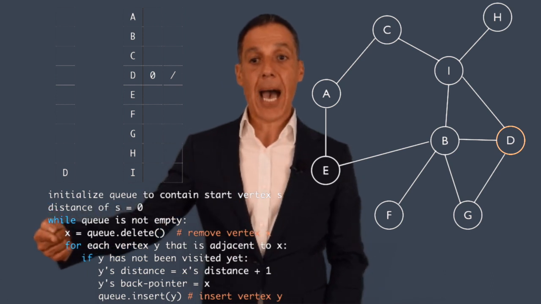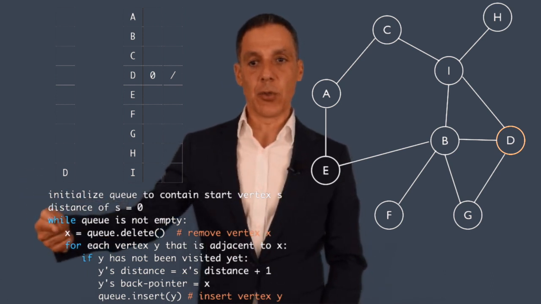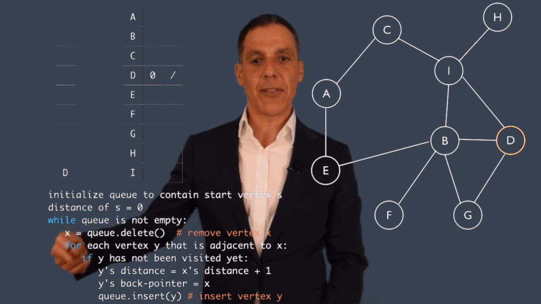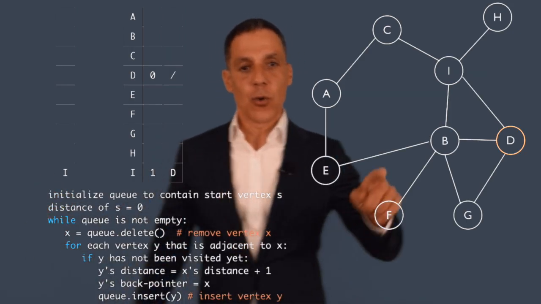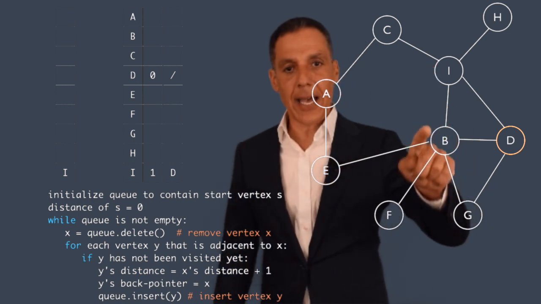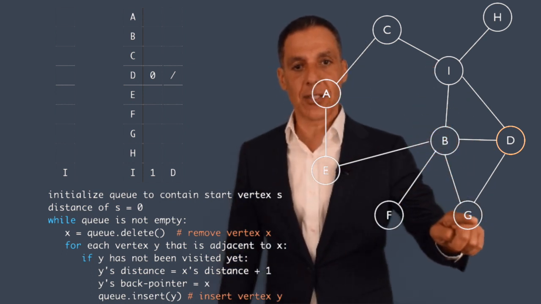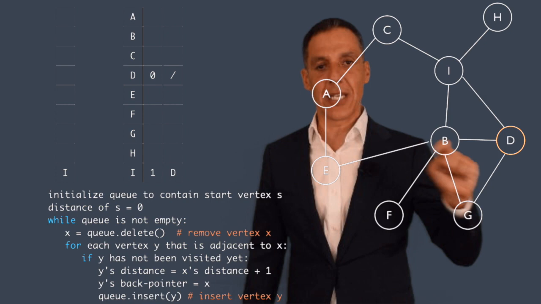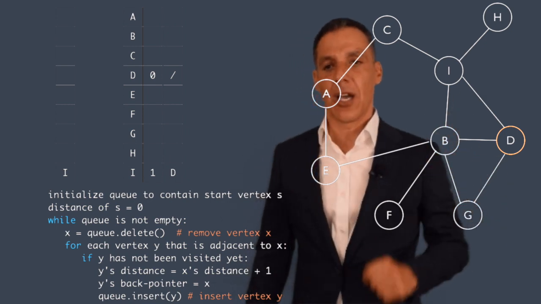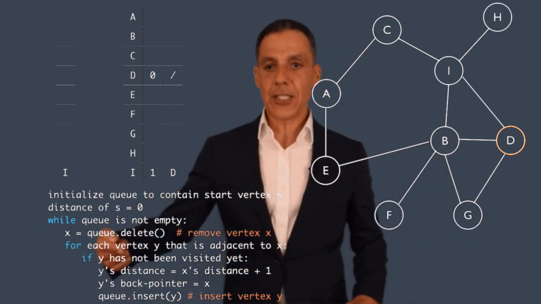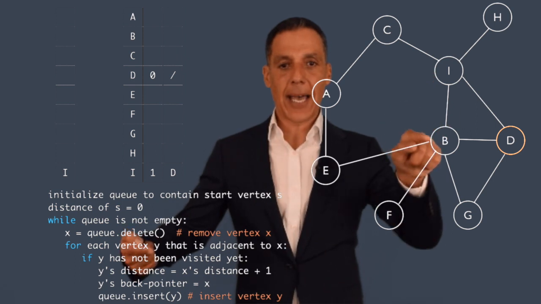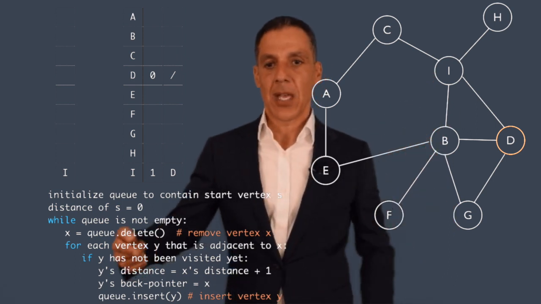So we're going to pop that D from the queue, and then for each vertex Y that is adjacent to it, I'm going to do some work. All right, so let's go ahead and pop it. Who's adjacent? Well, let's see. I, B, and G is adjacent to D. That is, it's connected by an edge directly. So for each vertex Y, Y is going to be I, B, and G.